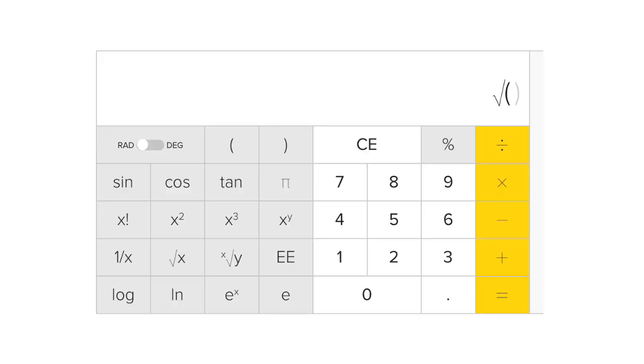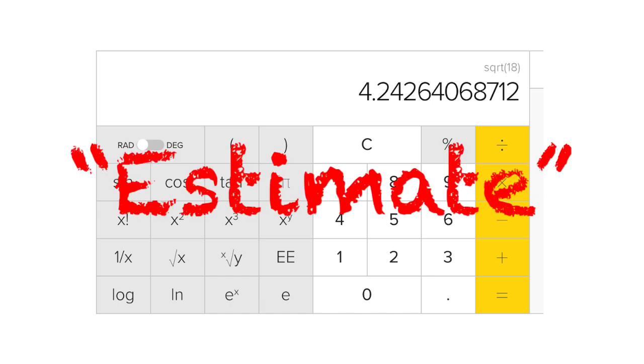The square root of 18 is this irrational number. Since you're dealing with irrational numbers, you'll never get the exact answer. That's why this video is called Estimate Square Roots.